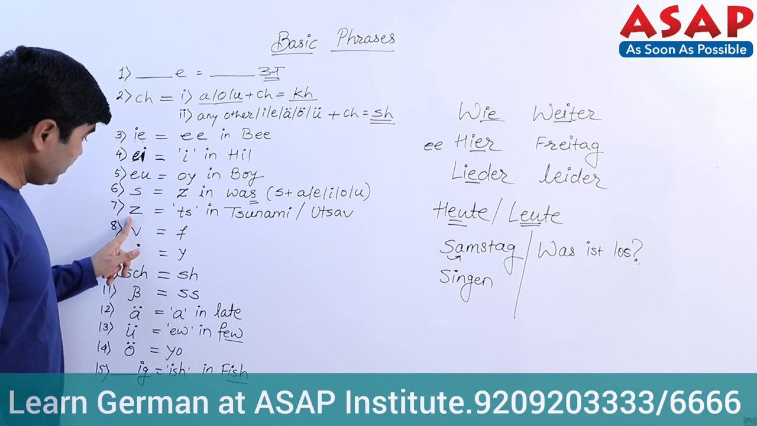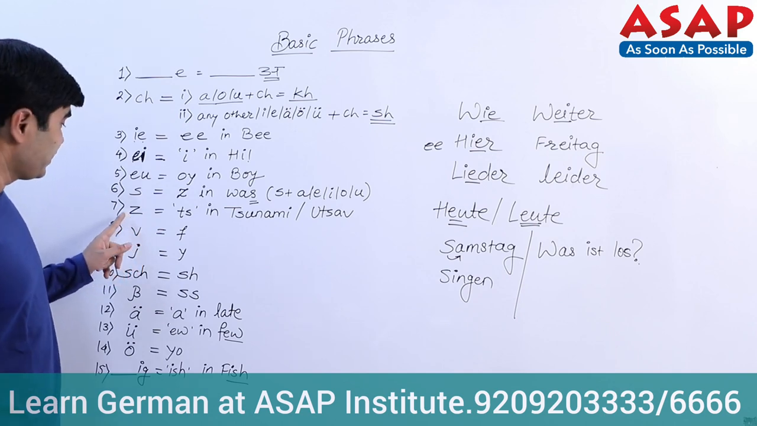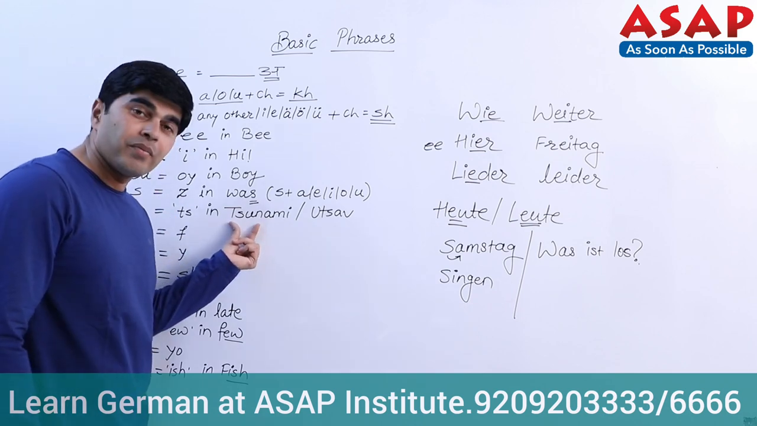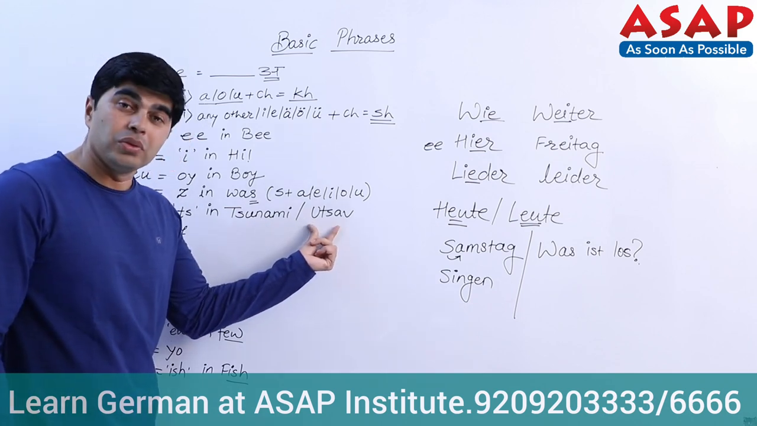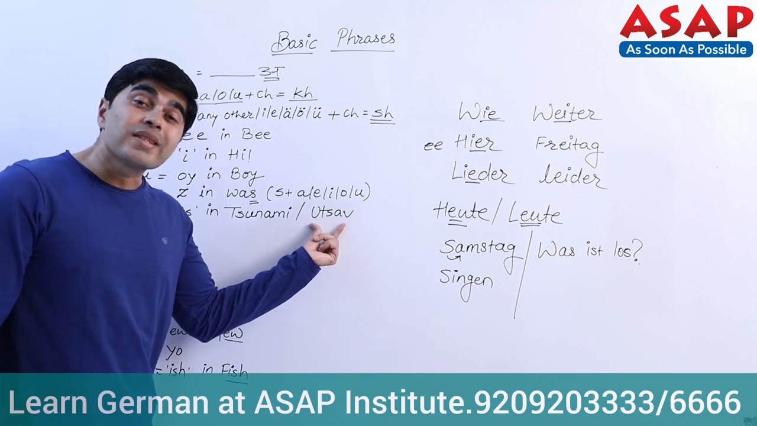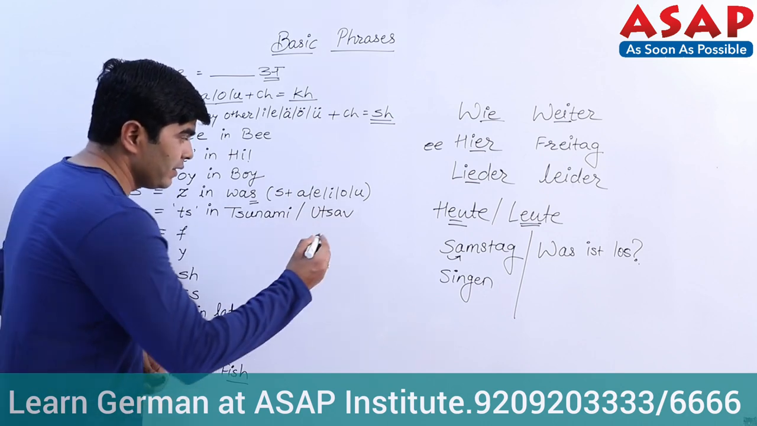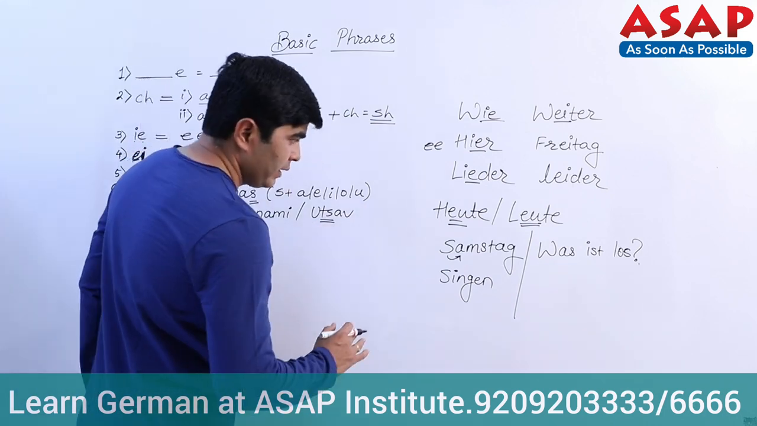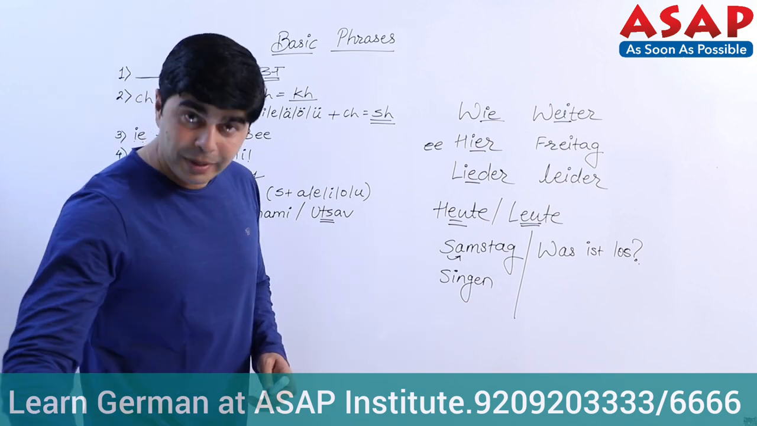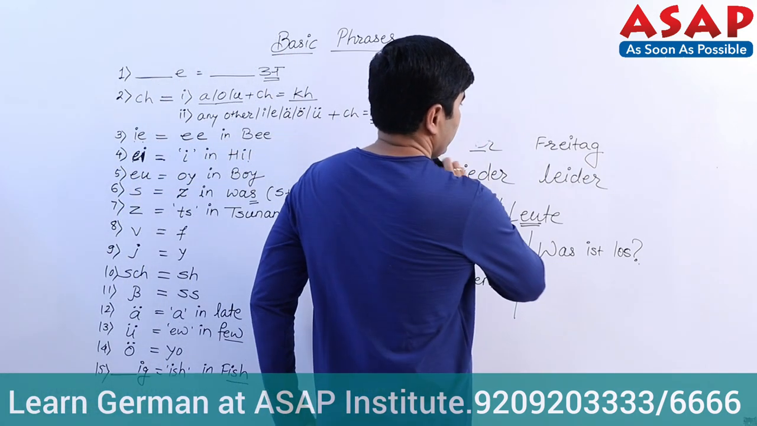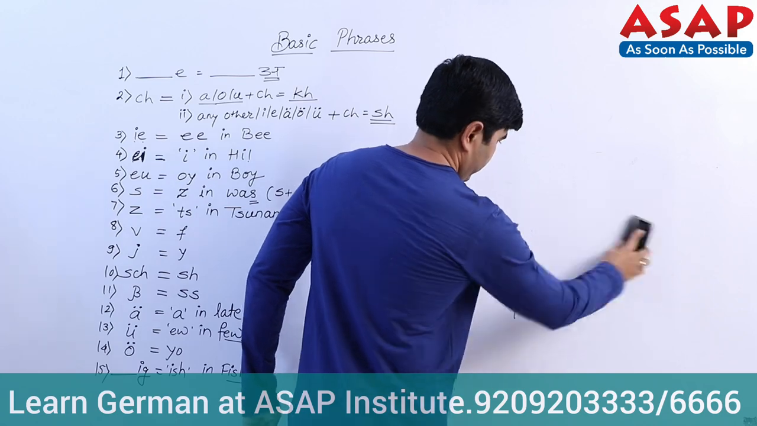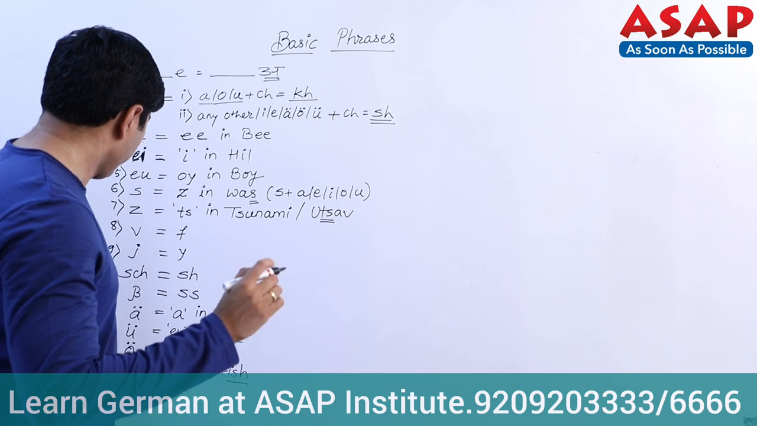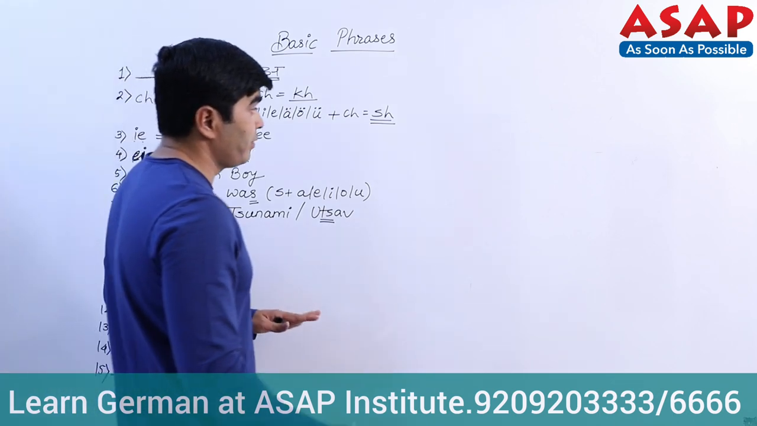Now, this is quite strange. It is z, and z is pronounced as s, like in tsunami. Yes, an s sound. Or those who know Hindi know the word utsav. So we need this combination here. How do you read it then? I will write one phrase here. Let me clean this.